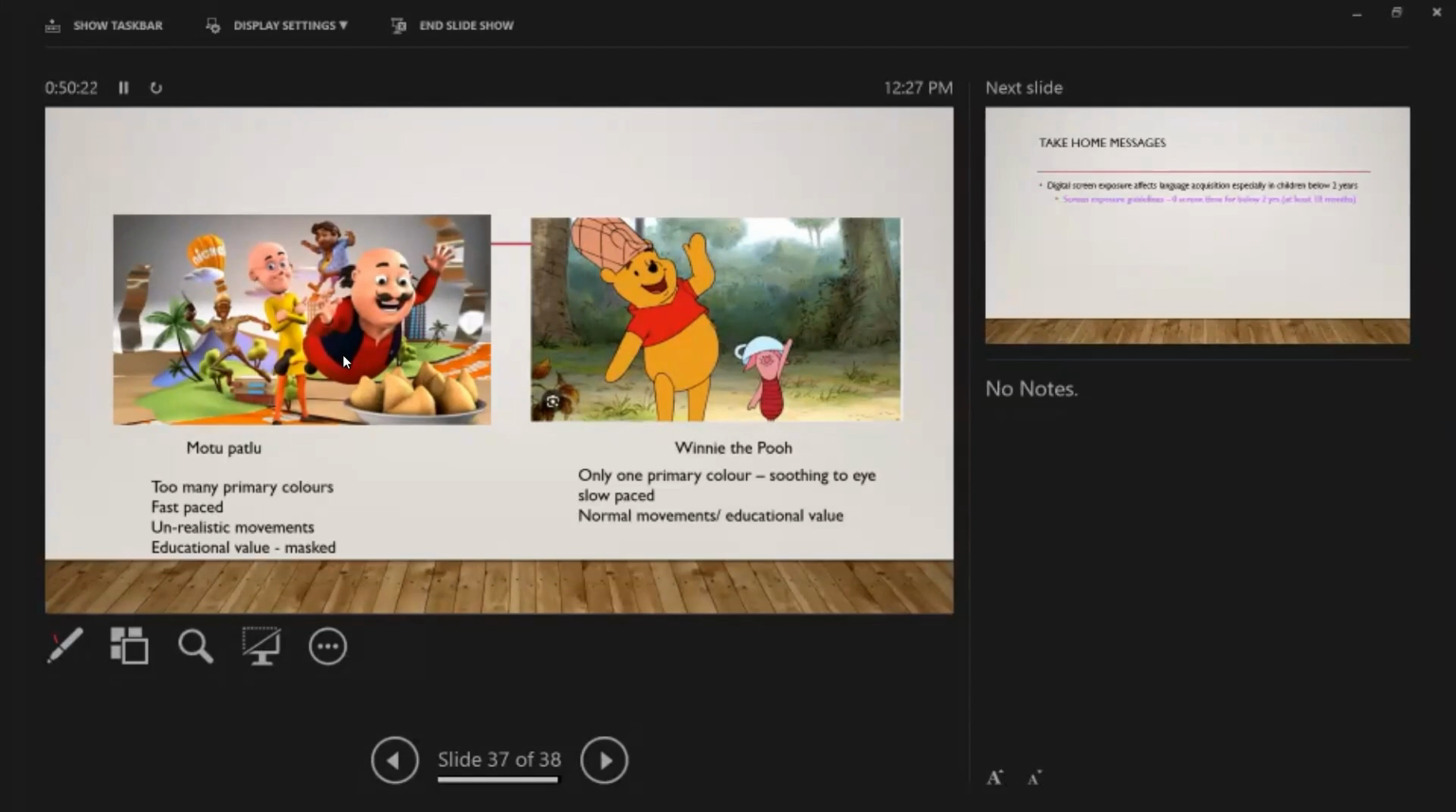Motu Patlu has educational value. It teaches you not to steal from people, not to harm people. There are a lot of educational values, but those values are masked because of the other bad effects.